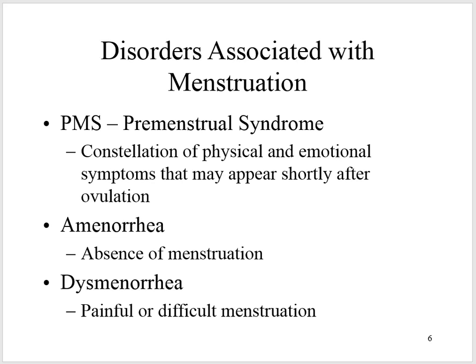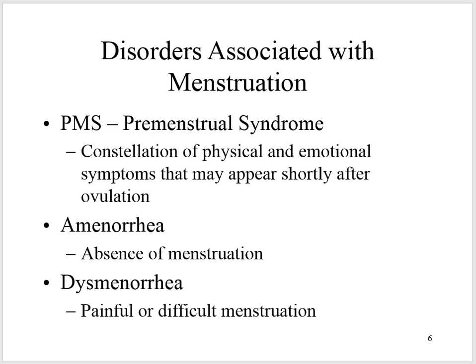Okay, disorders associated with menstruation. We have PMS, which is premenstrual syndrome. This is a constellation of physical and emotional symptoms that may appear shortly after ovulation and are relieved by the onset of menses. Okay, they have amenorrhea, which is the absence of menstruation.